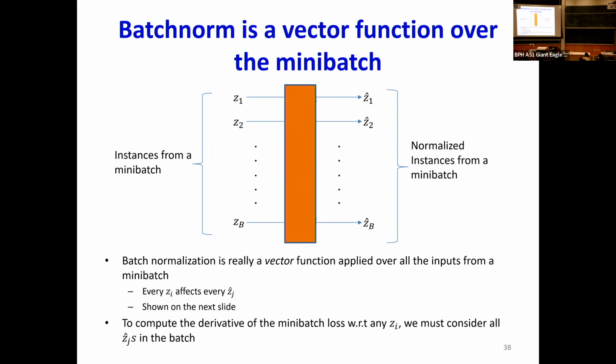So here at the batch level, that's what's happening. In the batch normalization block, I have a collection of z's going in, and a collection of z hats coming out. Modifying any z at the input is going to change all the z hats. And any perturbation of any z hat on the outside is going to be attributable to every single z on the input side, and this has to be accounted for. It's actually a vector function applied over all the inputs from the mini batch, and this has to be accounted for in the math.